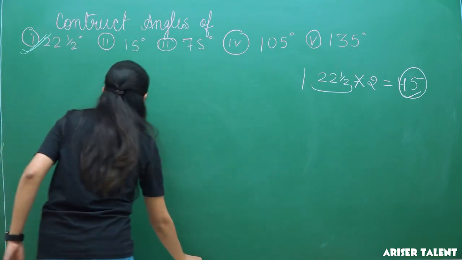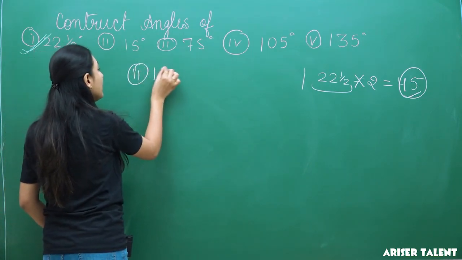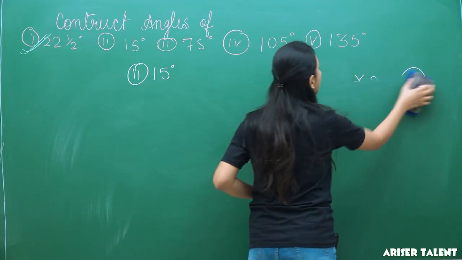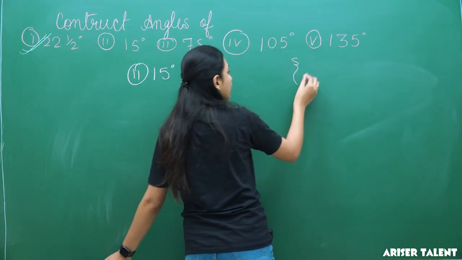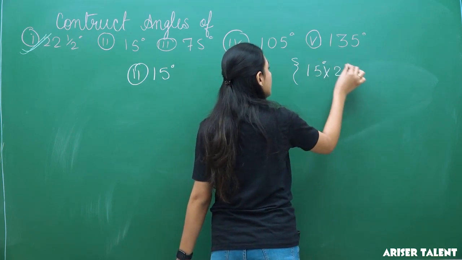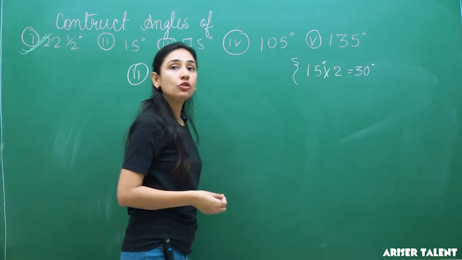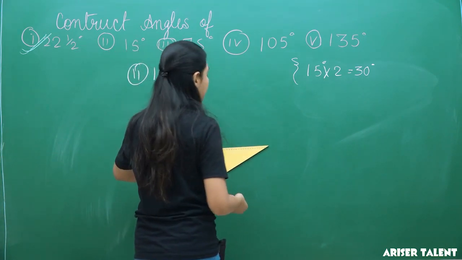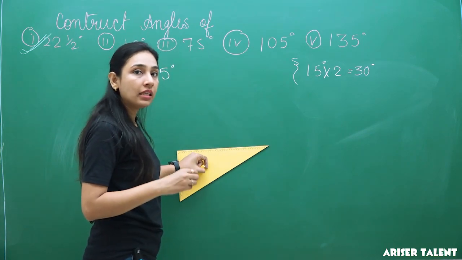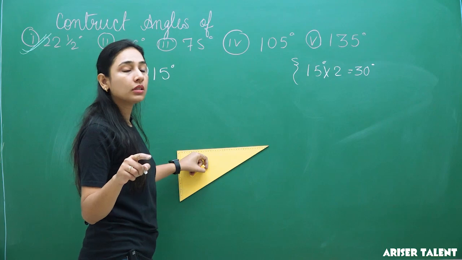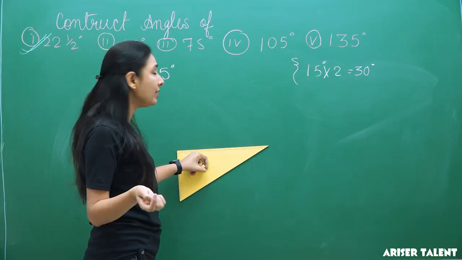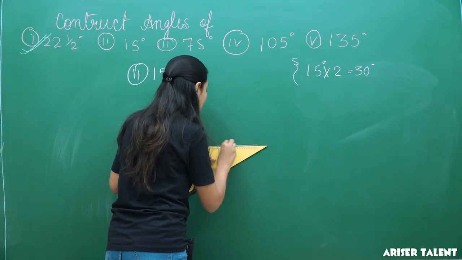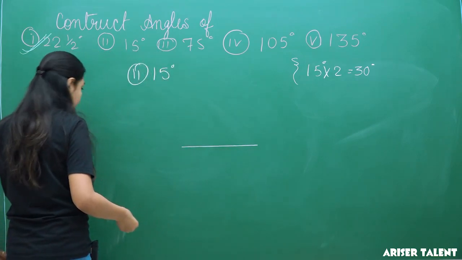Next one is 15 degree. Talking about 15 degree, how are you going to make it? What is the twice of 15 degree? This is your rough work. Twice of 15 degree is equal to 30 degree, and we know how to make the angle of 30 degree. So this is also very simple to us, guys. Whenever I am constructing an angle here, just open your geometry box and construct it with me, because the more you practice, the simpler and faster it will get.